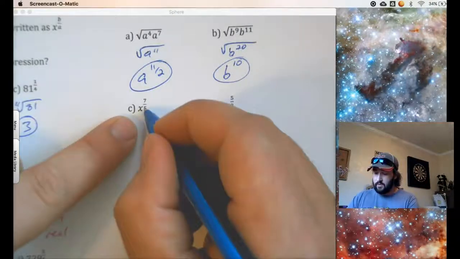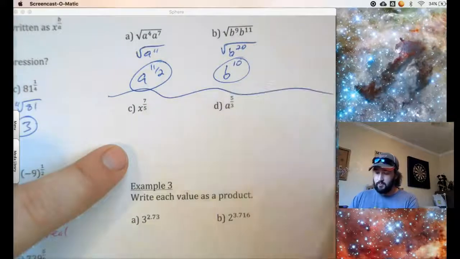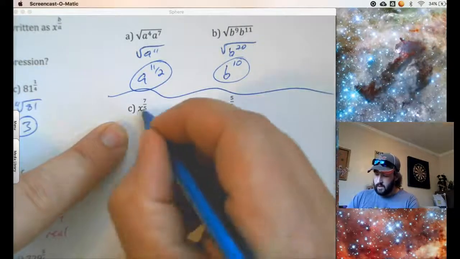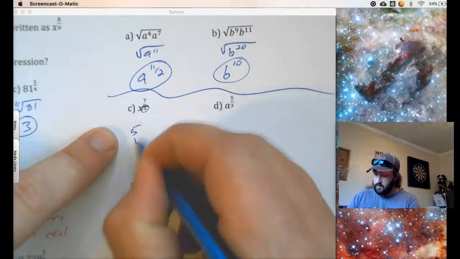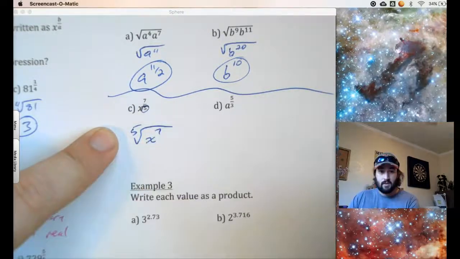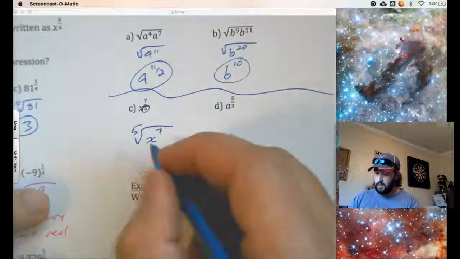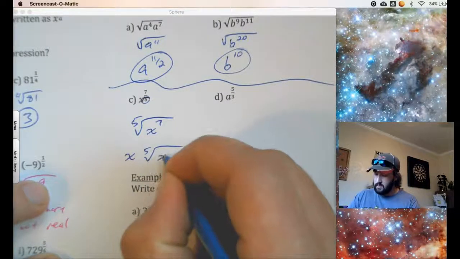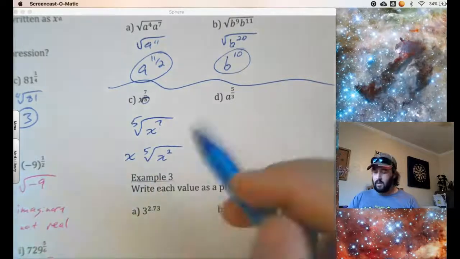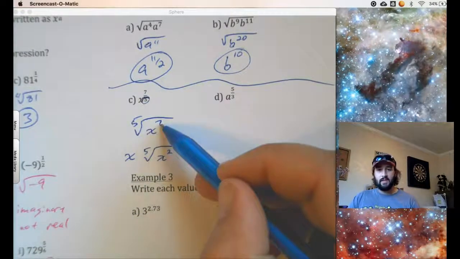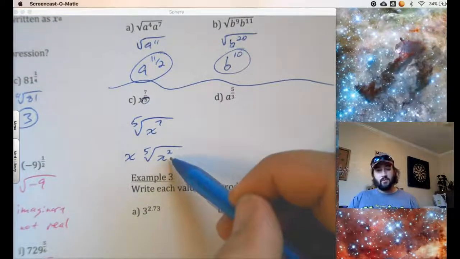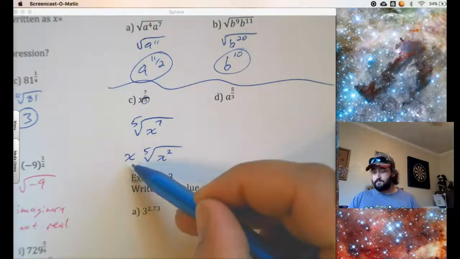X to the 7/5, I'm actually going to represent these as a root. I'm sorry, we're using different directions than I did in writing. But the bottom number is the root, so I have the 5th root of x to the 7th. You could also see this written as x times the 5th root of x squared. So think about that. It's saying groups of 5. Well, in 7, there's one group of 5, and there is 2 left over. So I leave 2 on the inside. I could take out 1.